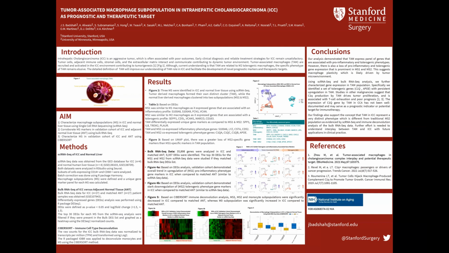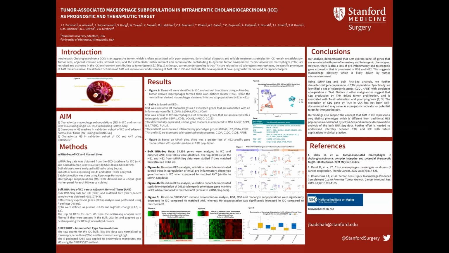The tumor-derived macrophages form their own distinct cluster, while the normal liver-derived macrophages clustered into two subpopulations, MS1 and MS2, whereby the main genes of MS1 were related to the M1 inflammatory profile, whereas the main genes expressed by MS2 were related to the M2 macrophages. The TAMs differentially expressed their own unique gene markers.